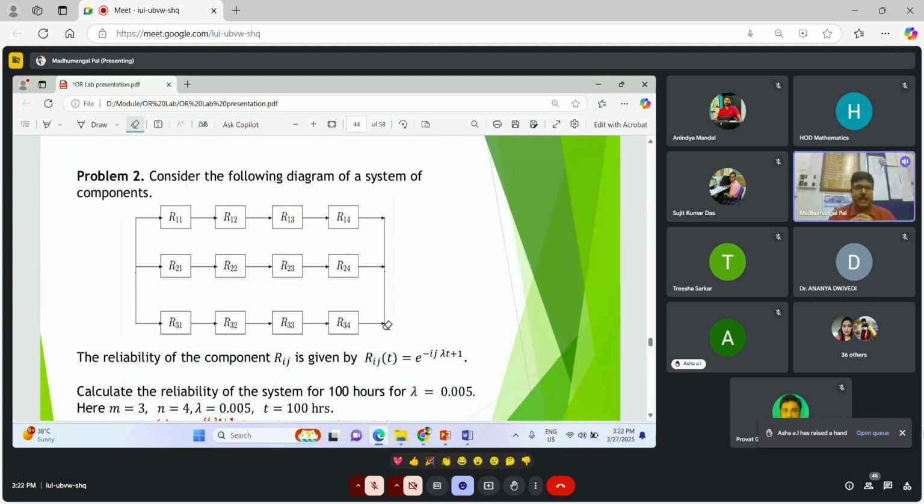So all these three rows are connected in parallel. So this system is called the series parallel connection. To calculate the reliability, we need to find out the failure rate of a component. Failure rate is the important thing. If the component fails, then the system will fail. That means the reliability terminates there.